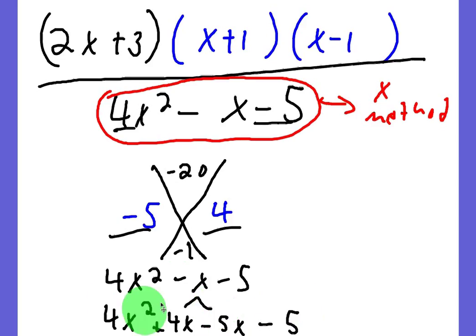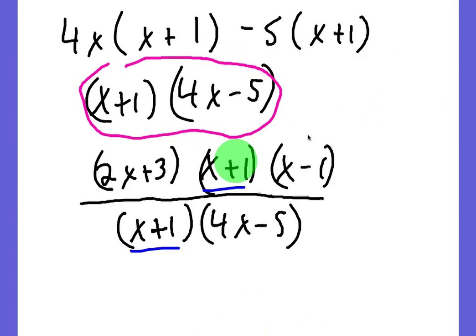And then we will pull out a GCF of the first 2 terms, which is 4x. GCF of the next 2 is minus 5. So there's pulling out the GCF. And when we do that, we're left with x plus 1 in each set of parentheses. So now we have x plus 1 times 4x minus 5 on the bottom of our fraction. And here is our fraction completely factored.